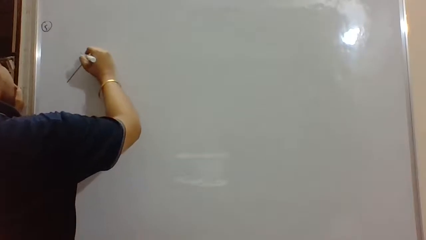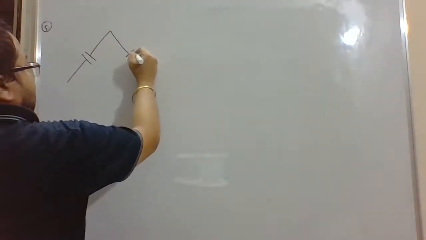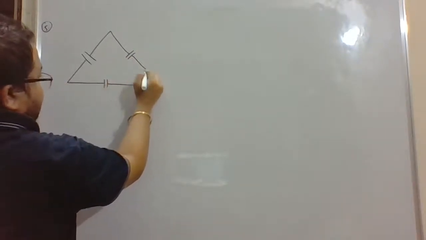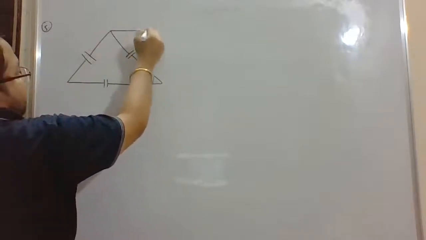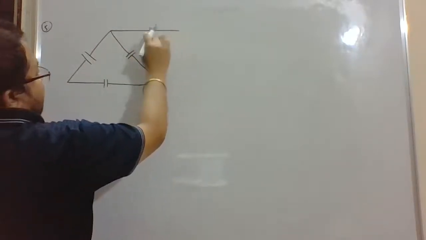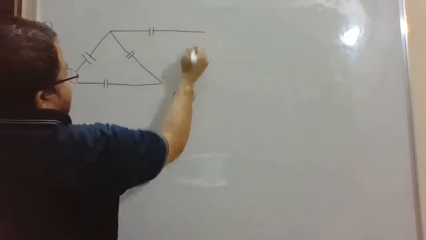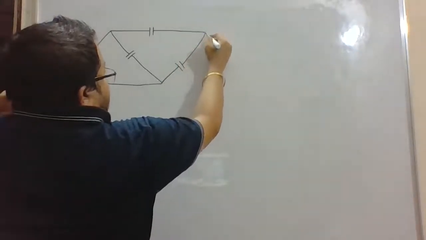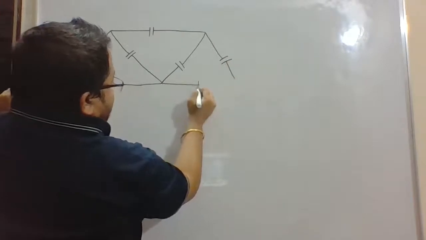So say this is the geometry. You have a triangle like this. We have three capacitors, all having capacitance C, connected here. We have one more node here, like this, like this, like this. We have one more node like this.